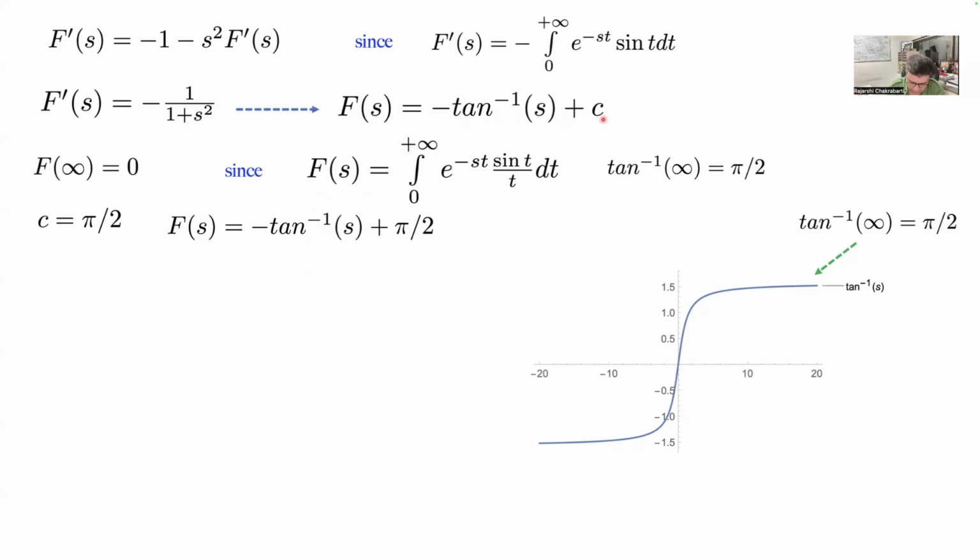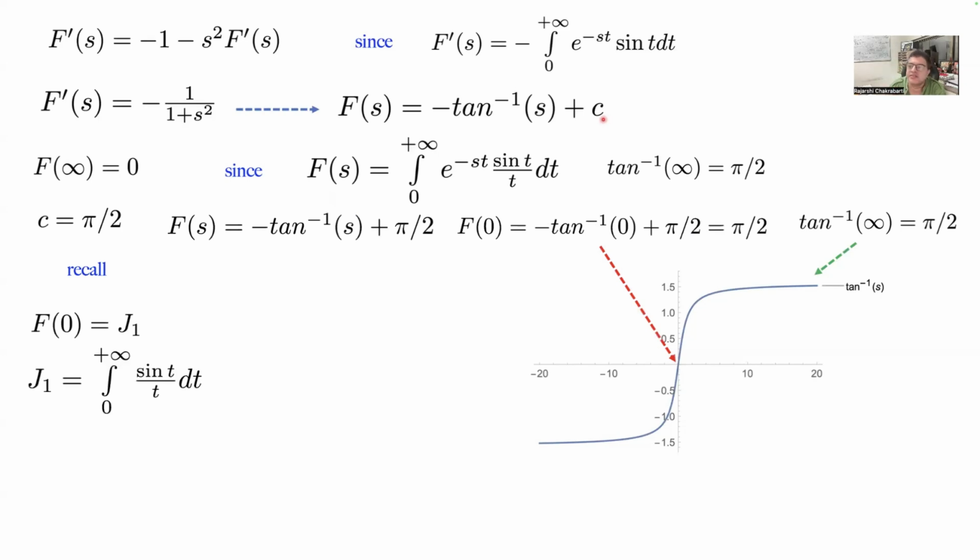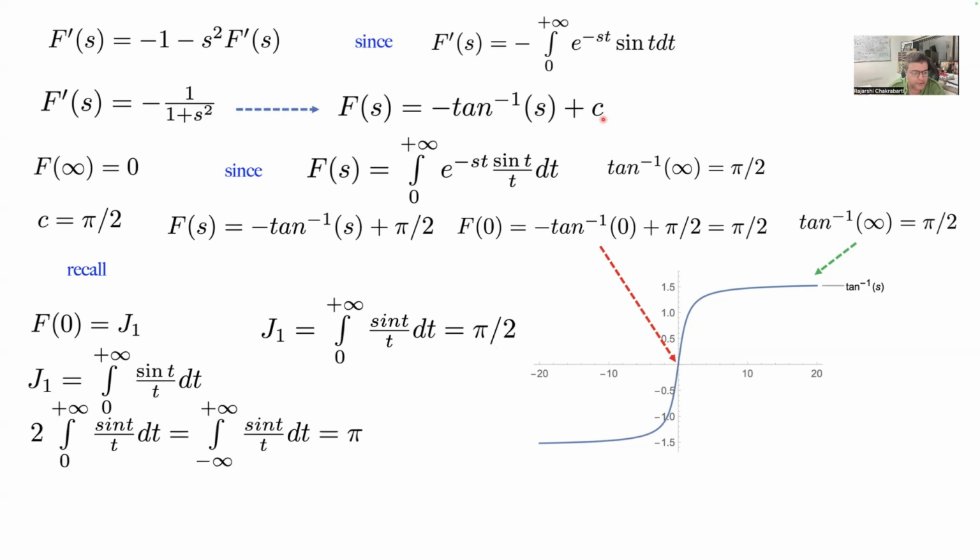So this is my result. f of s is minus tan inverse s plus pi by 2. And let us check what happens when s is 0. When s is 0, tan inverse 0, I know, is 0. And so f of 0 is nothing but pi by 2. But what is f of 0? Recall, f of 0 is your integral j1. This is the integral j1, integration of sine t over t from 0 to infinity. Okay, and this is pi by 2, which you have shown.